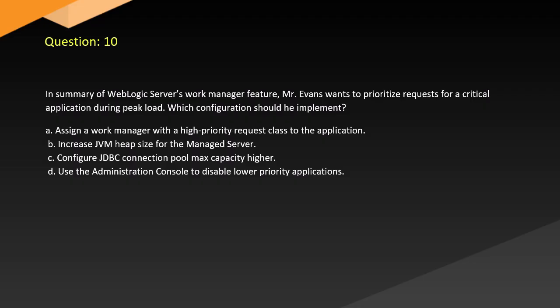Question 10. In summary of WebLogic Server's Work Manager feature, Mr. Evans wants to prioritize requests for a critical application during peak load. Which configuration should he implement? A. Assign a Work Manager with a high priority request class to the application. B. Increase JVM heap size for the managed server. C. Configure JDBC connection pool max capacity higher. D. Use the administration console to disable lower priority applications.